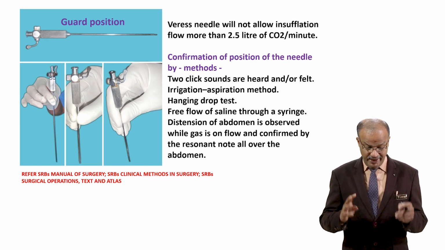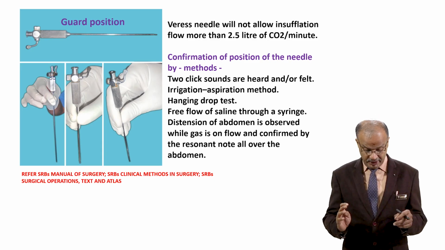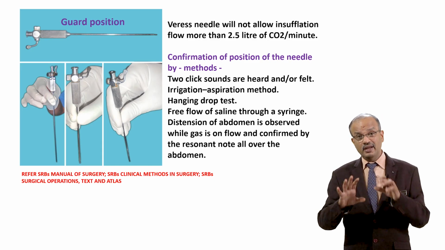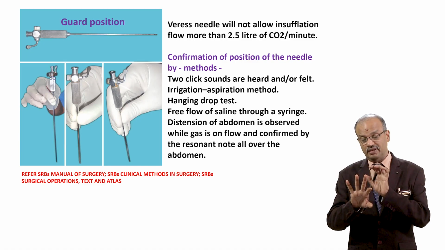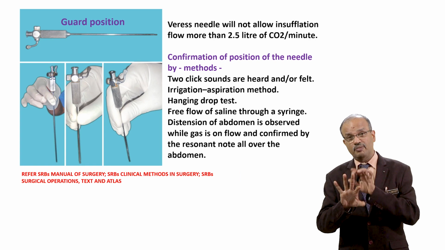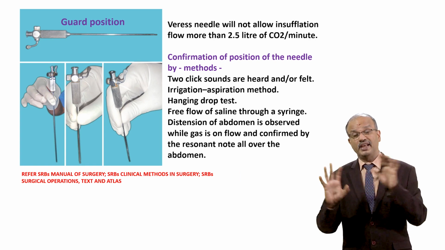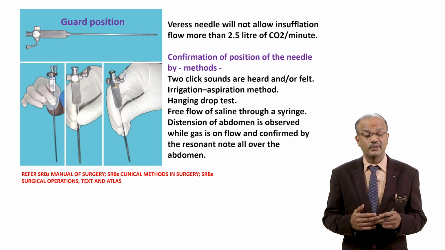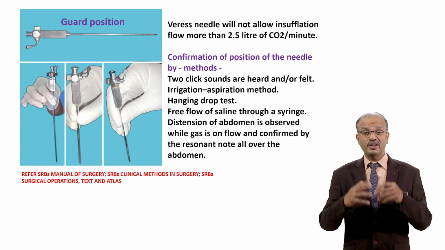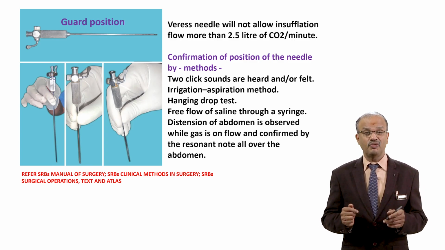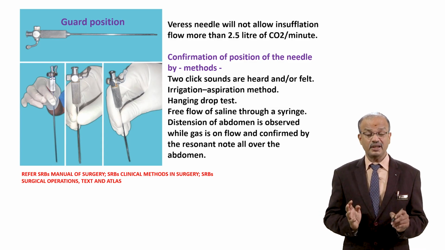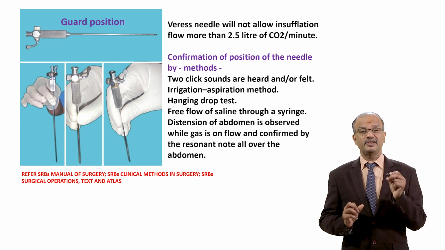Two clicks, hanging drop test, free flow of saline, distension of the abdomen. You percuss over the liver area and the flank area, and we can see the resonant area. Tabla sign, let's say, like a tabla, dum dum dum. You can feel that. So that's called tabla sign. So liver dullness is obliterated, with a resonant area on percussion. That's how you confirm whether there is adequate pneumoperitoneum or not. So these are the different tests you have to check. Aspirate and confirm whether the Veress needle is inside or not.